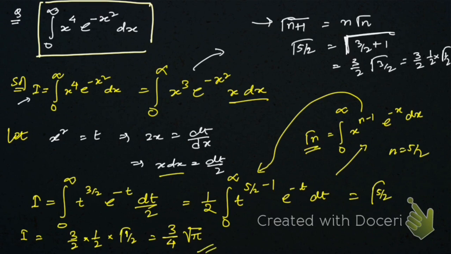So hope you have understood this. And one more thing, I forgot to multiply this half, so here we should have 1 by 2 into this, that's gonna be 3 by 8, so this should be our result, 3 by 8 square root of pi. So hope you have understood. Now let's move on to the next question.